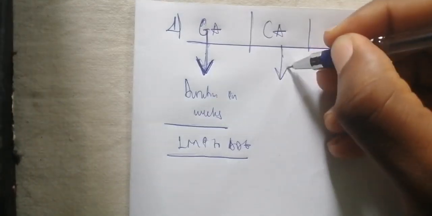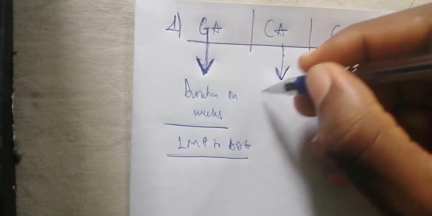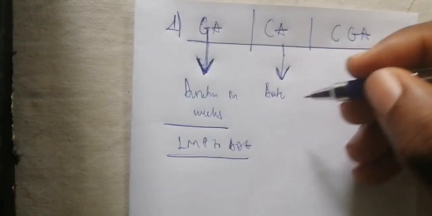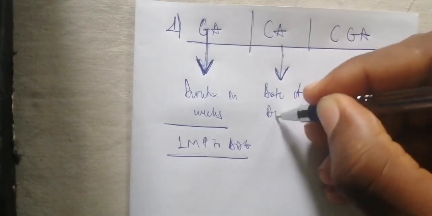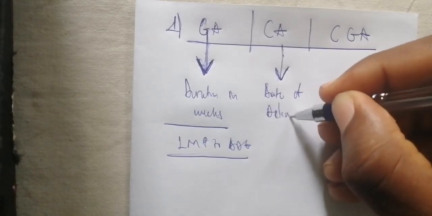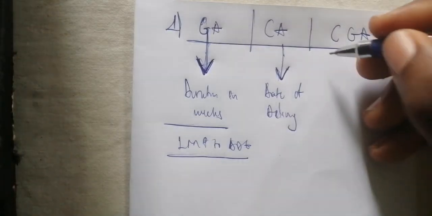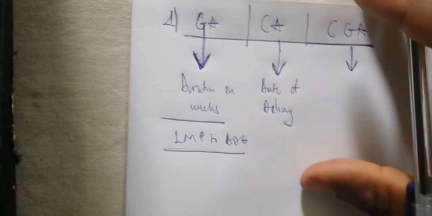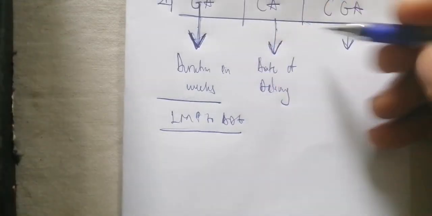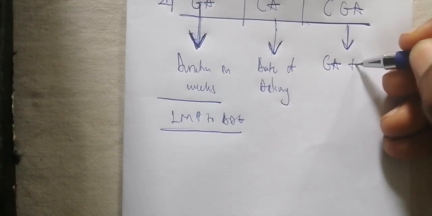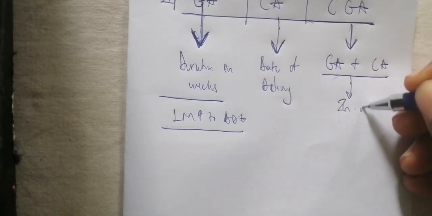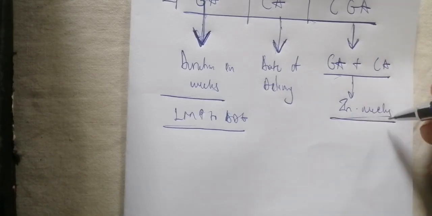Now, the chronologic age is the duration from the date of delivery to the date the child is being seen. That is the chronological age. And the next one is the corrected gestational age, which is the sum of the gestational age plus the chronologic age in weeks. Is it clear? So that's the corrected gestational age.